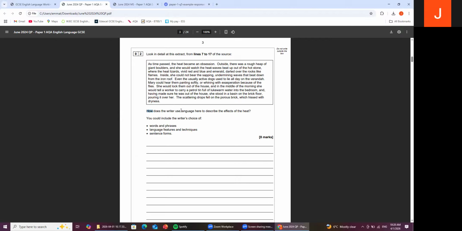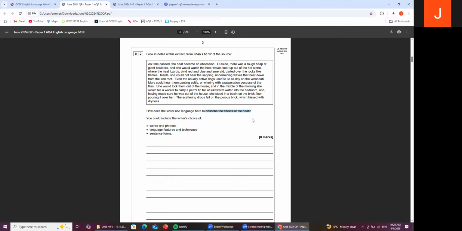So how do they use language? So again, language can be simple things like nouns, verbs, adjectives, going on to perhaps the more sophisticated metaphor, similes, personification, onomatopoeia, those kinds of things. The focus of the question here is describe the effects of the heat. So what that is asking you to do, as I'm sure it is evident and obvious to you watching this video, is how has the writer used words to describe the effects of the heat? How is it affecting people?